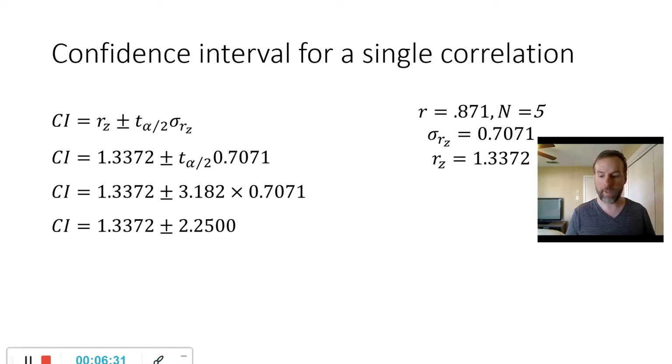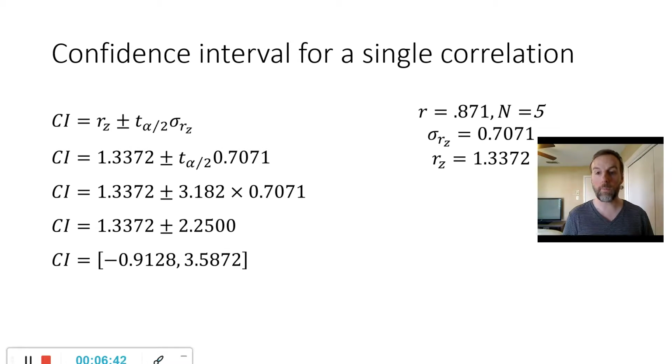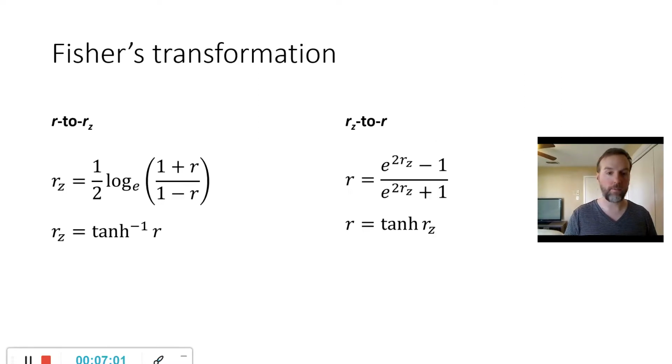So we multiply this out, and we're going to see that our confidence interval ranges from negative 0.9 to about 3.6. Now this isn't the confidence interval we would want to report because it is in z values, which although are what we need to use for the formula, it doesn't really make sense to report because we're used to seeing correlation coefficients as R and not R sub z. So we need to back transform this now into R values.